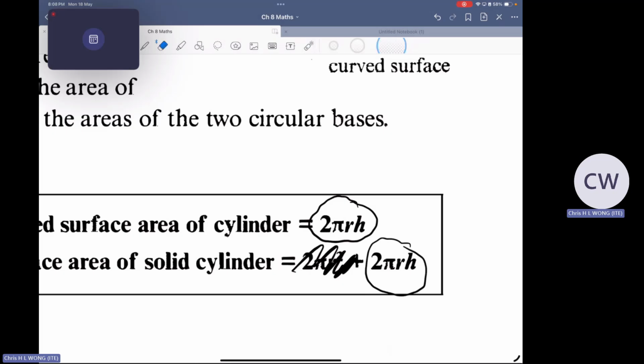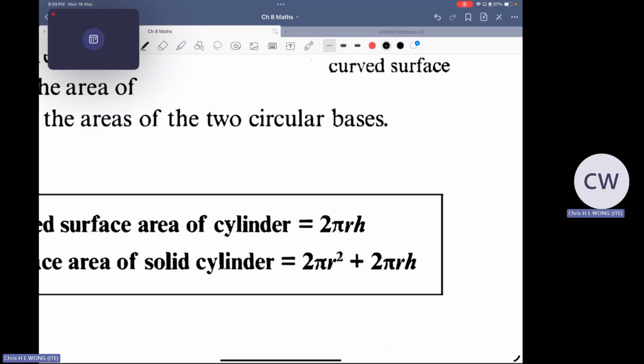Why is it they add pi r square plus pi r square, times 2? Why? Can somebody tell me? The surface of the cylinder is 2 pi r h, but sometimes you need to add pi r square times 2. Why do you need to add this? Very good: the top cover and the bottom cover. The top cover is pi r square, right? The bottom cover is pi r square, right? That's why pi r square times 2.